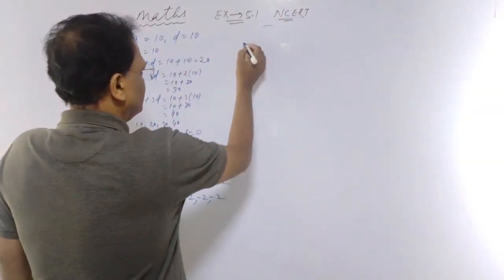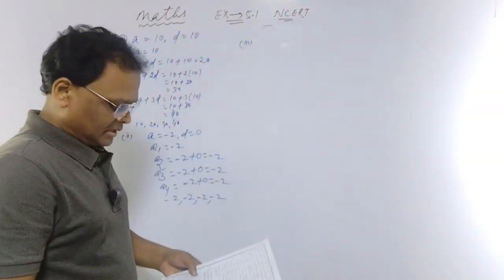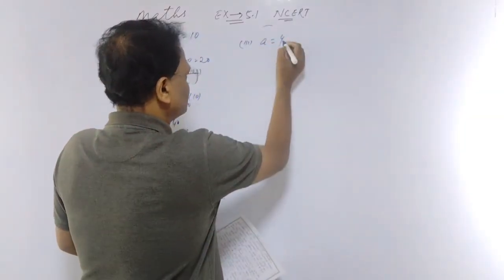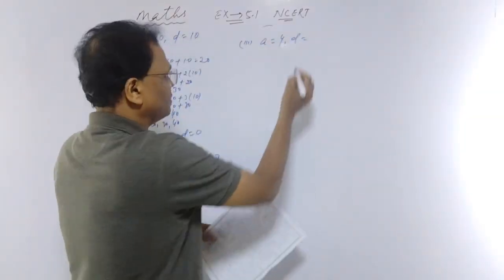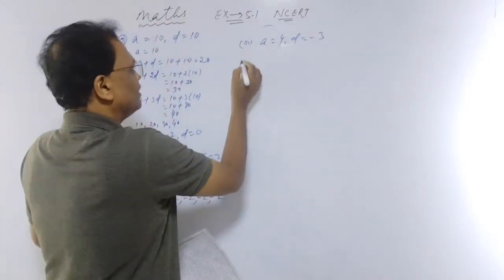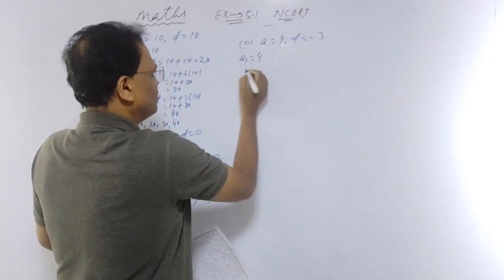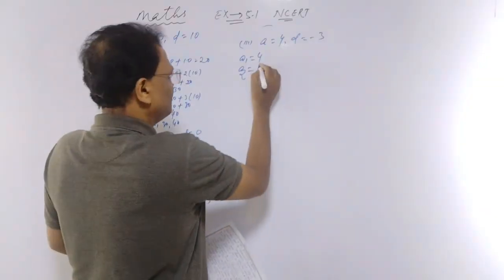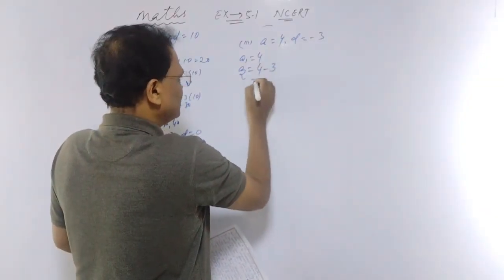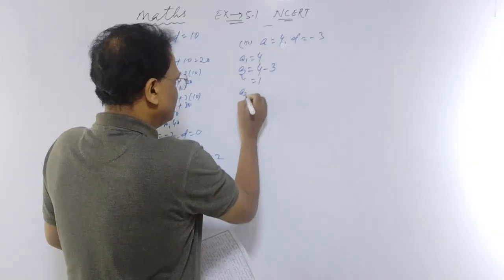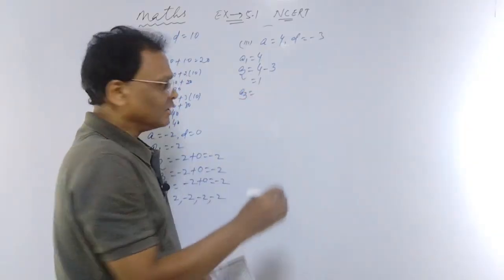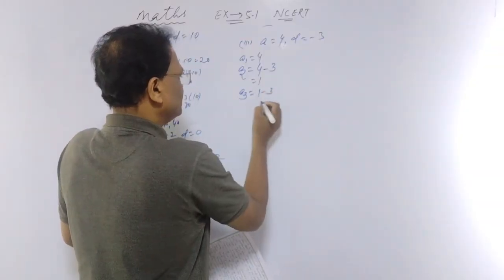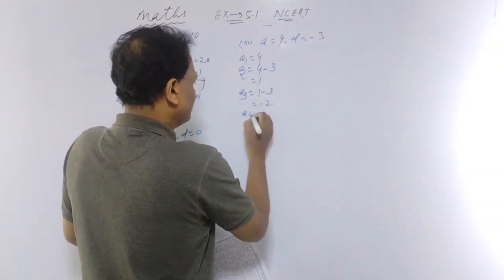Now the third one. The third question is, A is given 4. A is equals to 4, D is given minus 3. Again same thing. My first term is equals to 4. My second term, I told you, A plus D. First term plus D. First term is 4. D is minus 3. Answer is 1. A3 is second term plus D. What is my second term? Second term is 1 plus D. What is D? Minus 3. 1 minus 3 is minus 2.